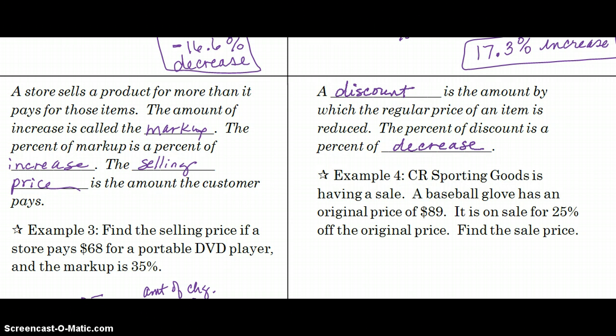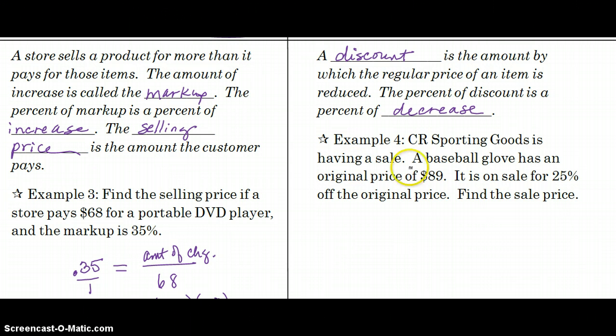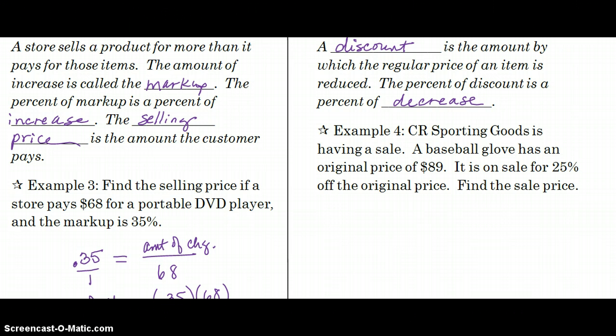So let's see what happens at CR Sporting Goods. They're having a sale. A baseball glove has an original price of $89. It is on sale for 25% off the original price. Find the sale price. So we want to know the sale price. We need to know how much 25% of 89 is.